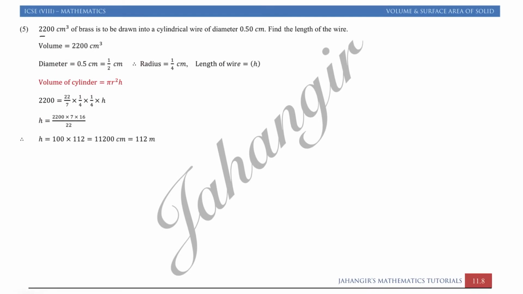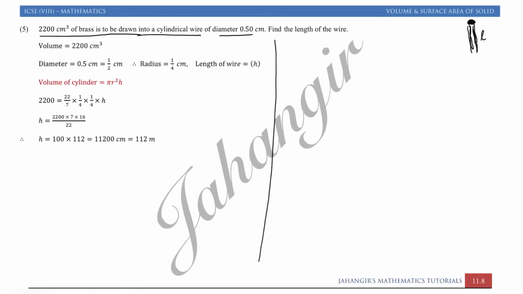Question number 5. 2200 centimeter cube of brass is drawn into a cylindrical wire of diameter 0.5 centimeter. Find the length of the wire. See, the wire is in the form of a cylinder whose circular part is very small. This is the wire, and this is called the length. Its length is too much.